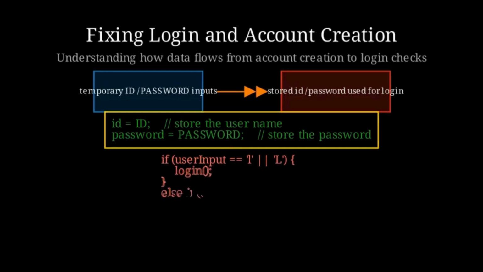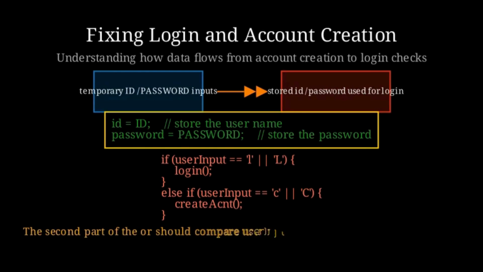The next bug is in your menu logic. You wrote conditions like user input equals lowercase l or uppercase L using the statement if user input equals L or L. But in C++, the expression if user input equals L or L always evaluates to true because the character L by itself is a non-zero value. So the login path runs no matter what option you pick, even before you create an account.